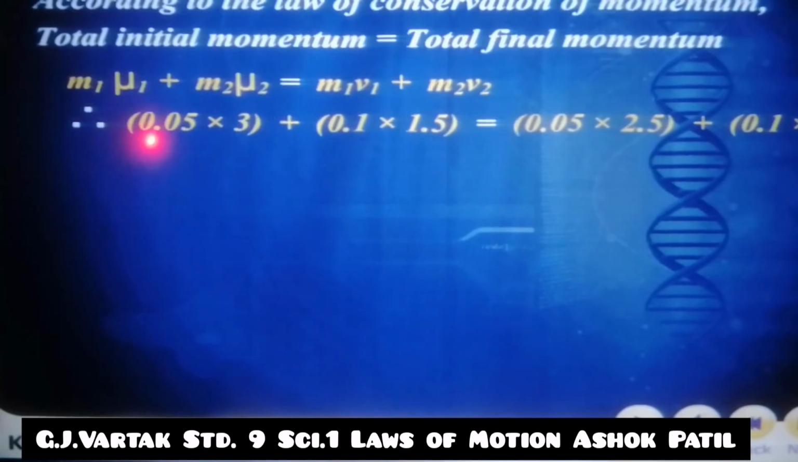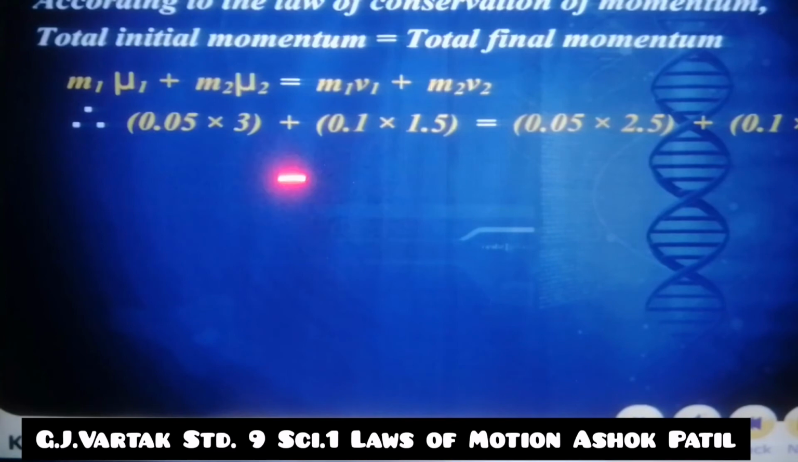m1 is equal to 0.05, u1 is 3. m2 is 0.1, u2 is 1.5. m1 is 0.05 and v1 is equal to 2.5, plus m2 is given 0.1 and v2 is not given. That's why v2 stays as it is here.